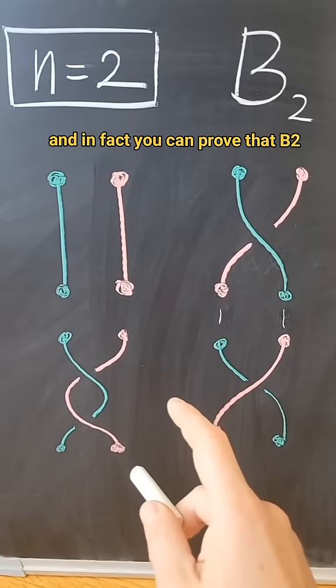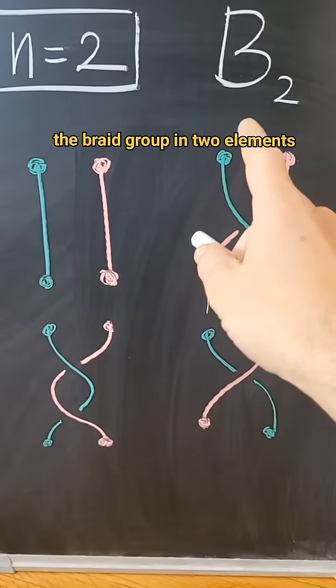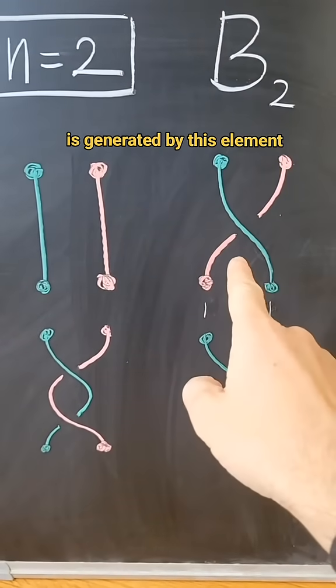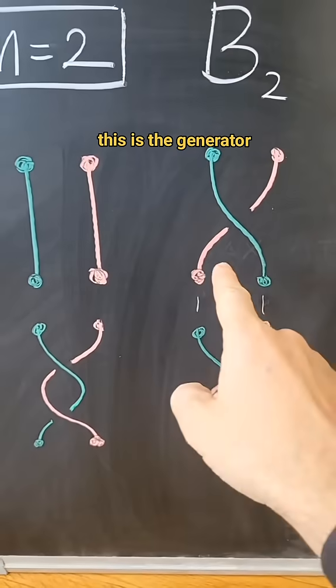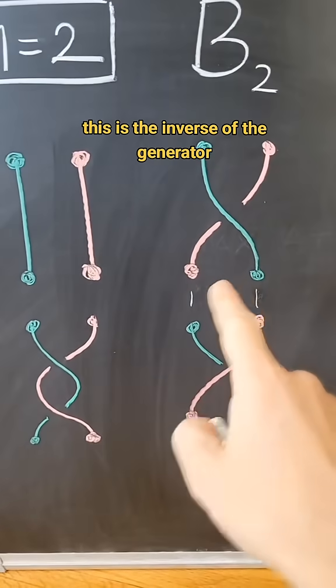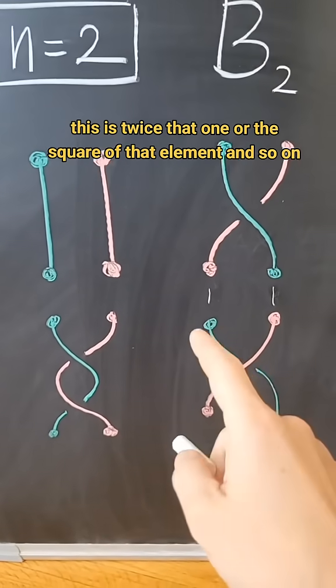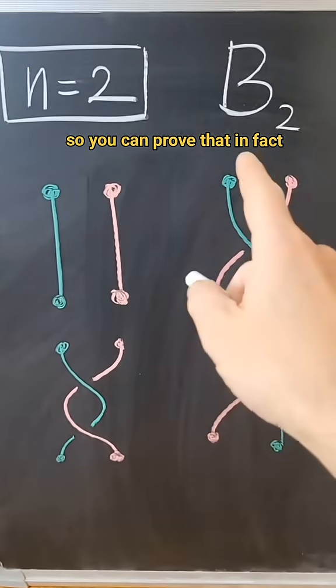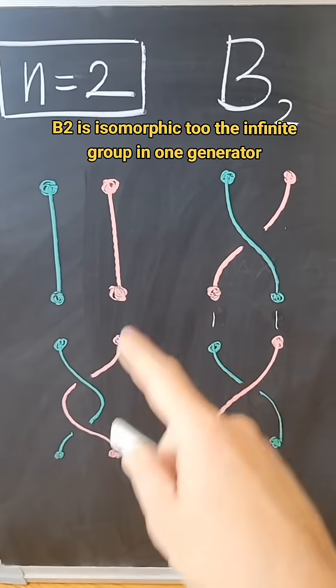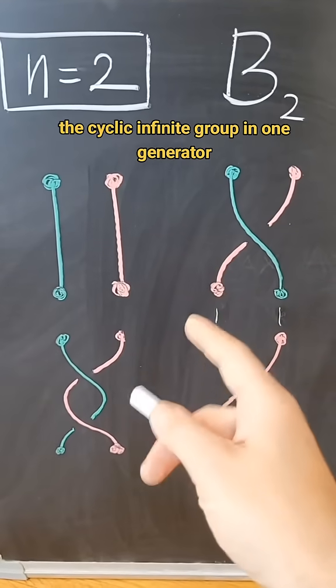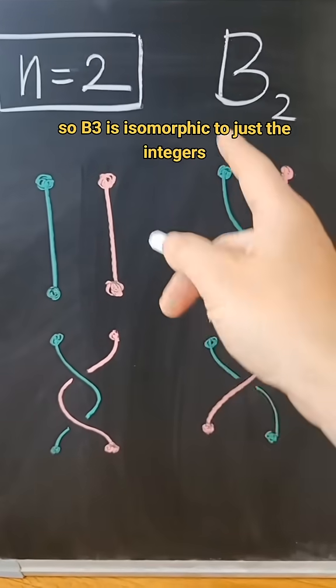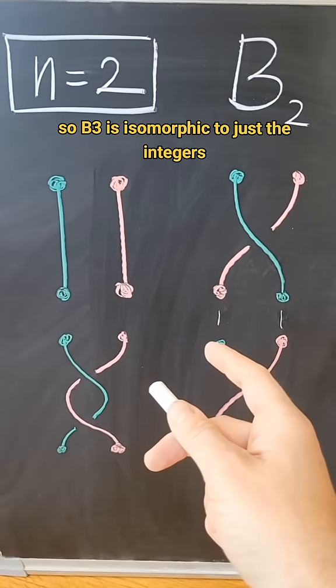And in fact, you can prove that B2, the braid group in two elements, is generated by this element. This is the identity, this is the generator, this is the inverse of the generator, this is twice that one, or the square of that element, and so on. So you can prove that in fact B2 is isomorphic to the infinite group in one generator, the cyclic infinite group in one generator, so B2 is isomorphic to just the integers.